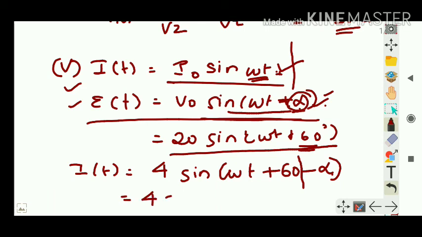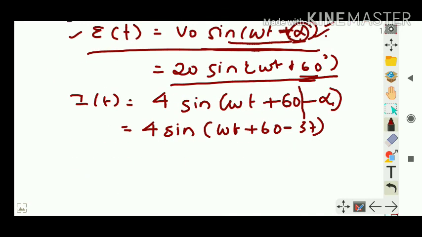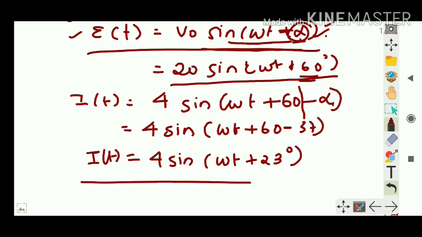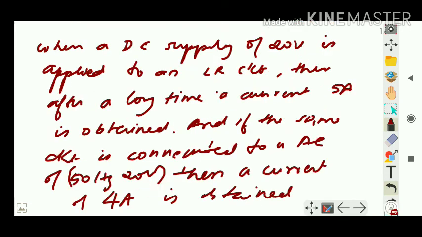So I'll write 4 sine omega t plus 60 minus 37, right? So you'll get the answer as 4 sine omega t plus 23 degree. That is your current equation. Easy, right? Okay, we are going for the next question, guys.